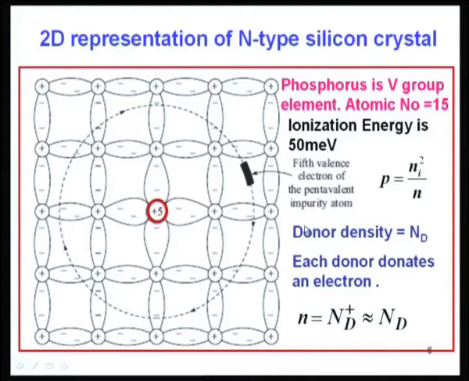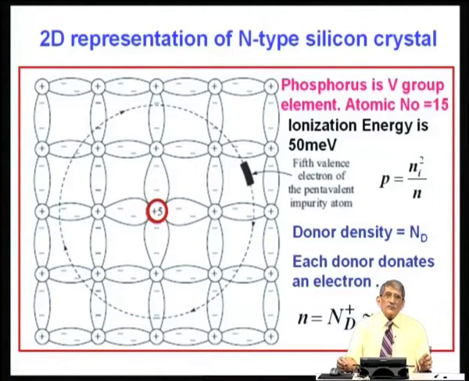So, now notice, I have introduced 10 to the power of 15 phosphorus atoms, which has donated 10 to the power of 15 electrons to the crystal per centimeter cubed, which has reduced the hole density to about 10 to the power of 5. So, you have got now 2 types of carriers. One of them is majority carrier, that is electrons, 10 to the power of 15 per centimeter cubed. The other one is minority carriers, they are holes, denoted by p.